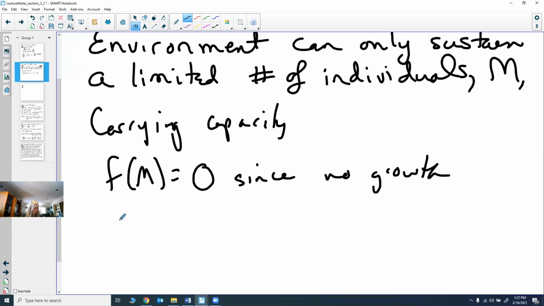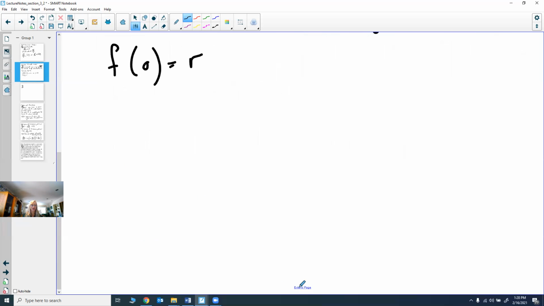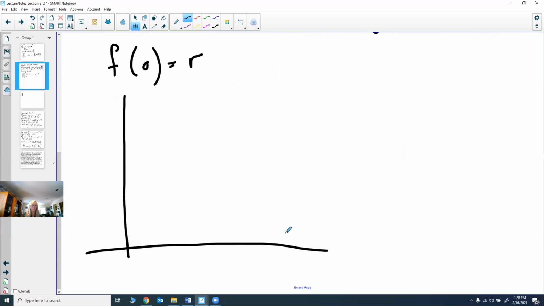All right, so let's think about what this might look like. At the start of time, whenever your time period starts, you're going to have some growth. Let's call it R. So we've got these two points. At time 0, you're going to have a value of R. And at M, sorry, this is actually not time, this is population size. At population size M, you're going to be 0. And so you have to think about how we get from 0, R to M, 0.